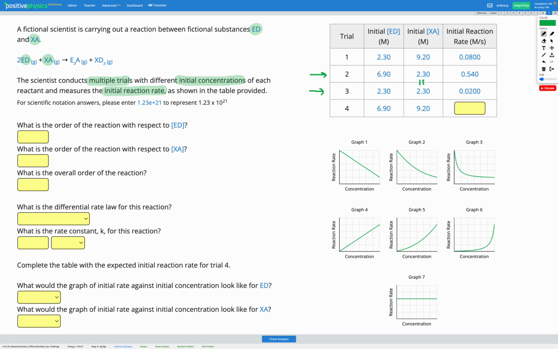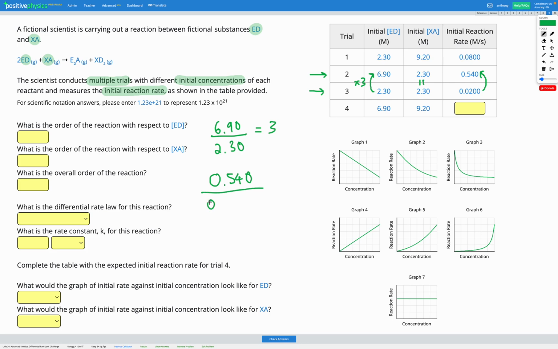Now I'm going to start by looking at row 3 and seeing what the change was to row 2. I started out with an initial concentration of 2.3. I ended up with an initial concentration of 6.9 in trial 2. So 6.90 divided by 2.30 gets me 3. So I know that to get from trial 3 to trial 2, the initial concentration of ED multiplied by 3. Now I want to figure out what the effect was on the initial reaction rate. We know that it went from 0.02 to 0.54. So I ended up with 0.540.